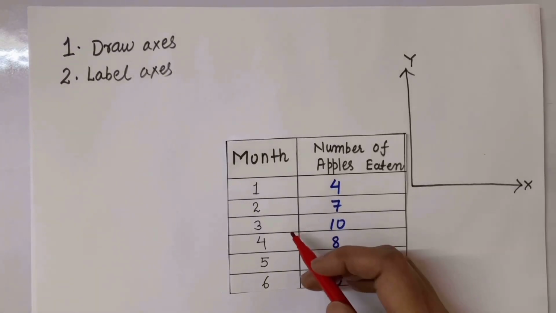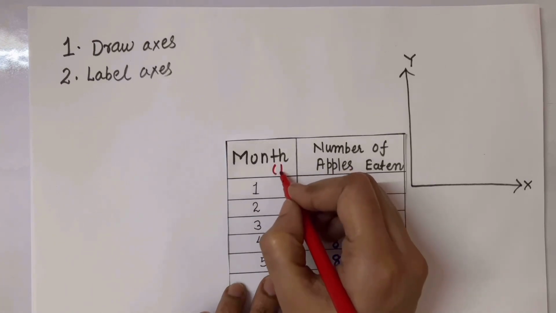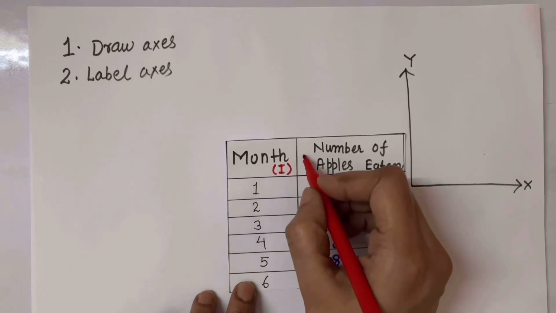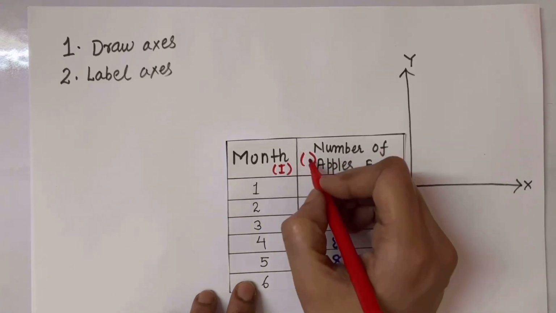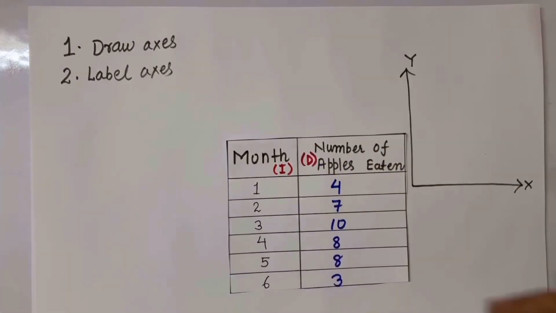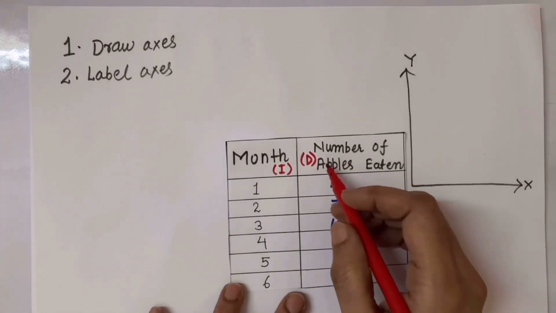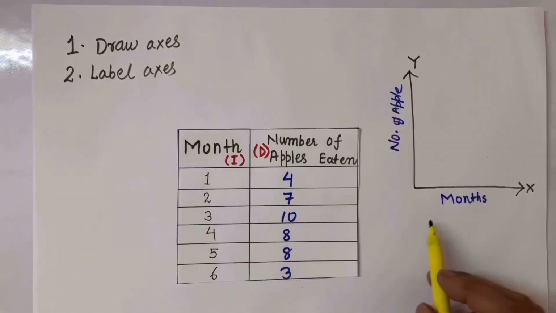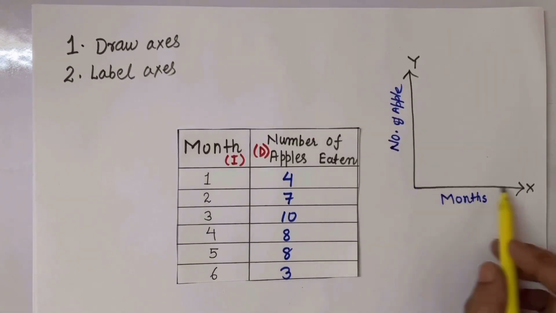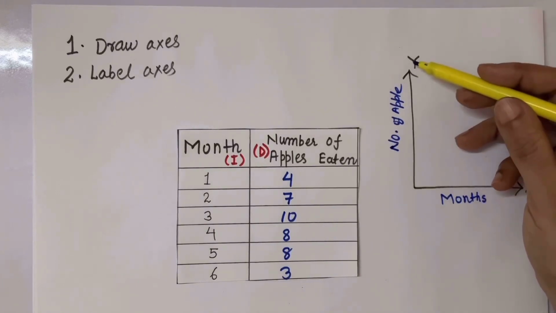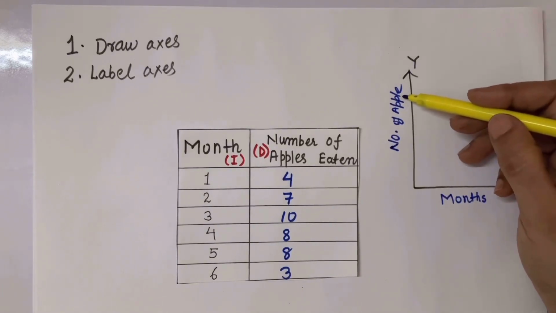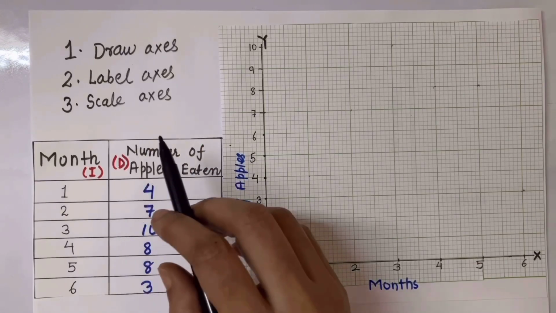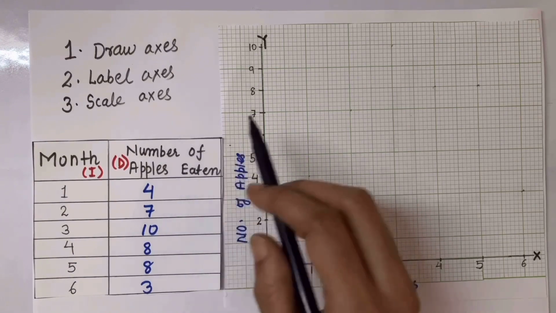For example, here I have some data. Here month is the independent variable. Why? Because it is fixed. And this one is the dependent variable. This column is the dependent variable because the number of apples eaten may vary. So here I have taken month on the x-axis and number of apples on the y-axis, because this is the dependent variable and month is the independent variable.